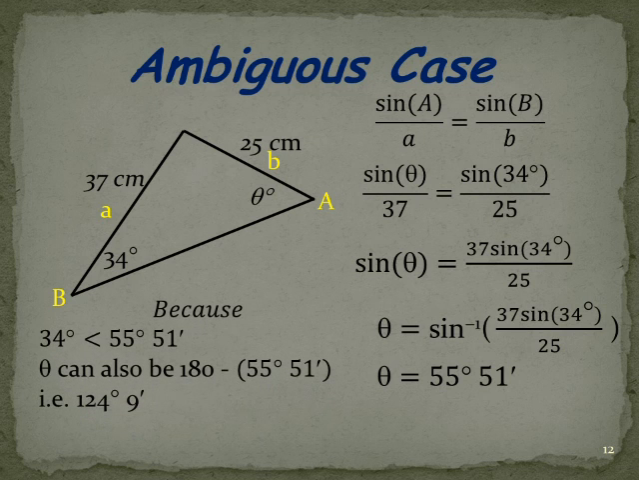Because 34 degrees is less than the 55 degrees, 51 minutes that we've just calculated, we've got an ambiguous case. So theta can also be 180 minus the 55 degrees, 51 minutes. In other words, theta can be 124 degrees and 9 minutes.